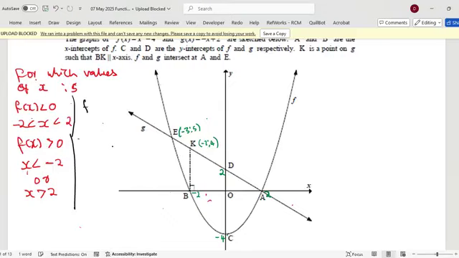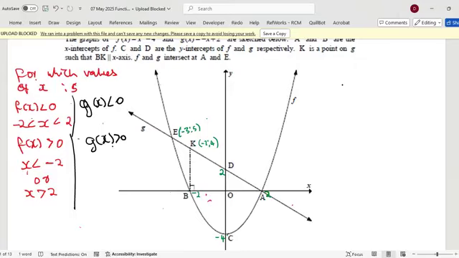You will do g of x is less than 0. You'll also do g of x is greater than 0. Remember, the answer is x. I'm looking for x, but x is guided by y.